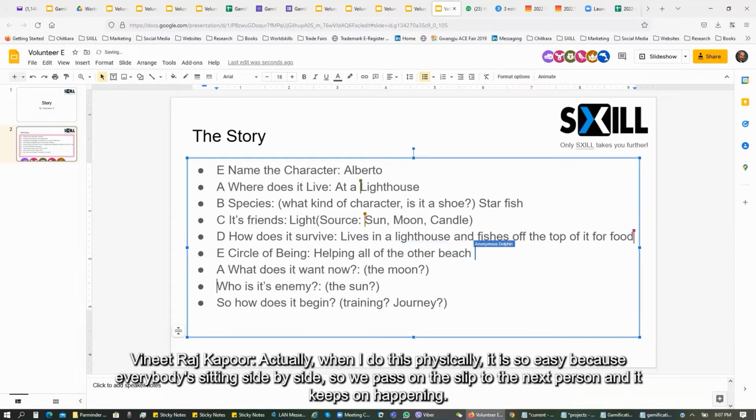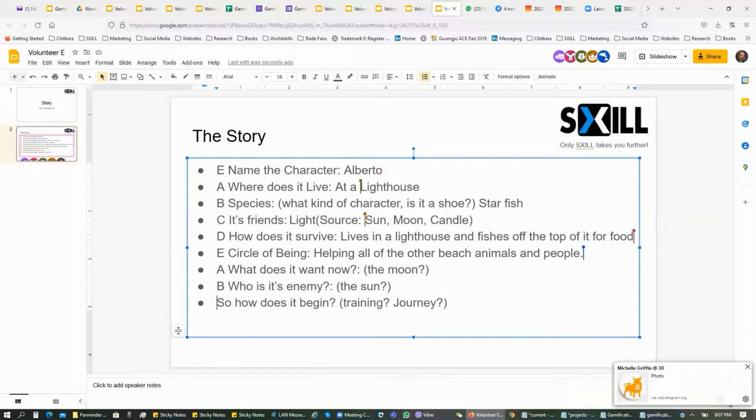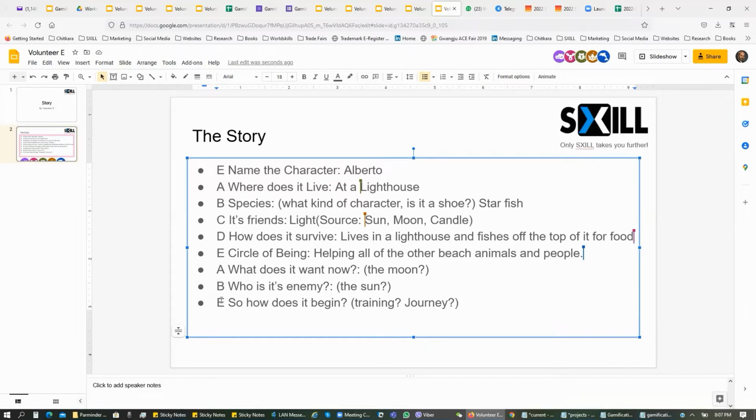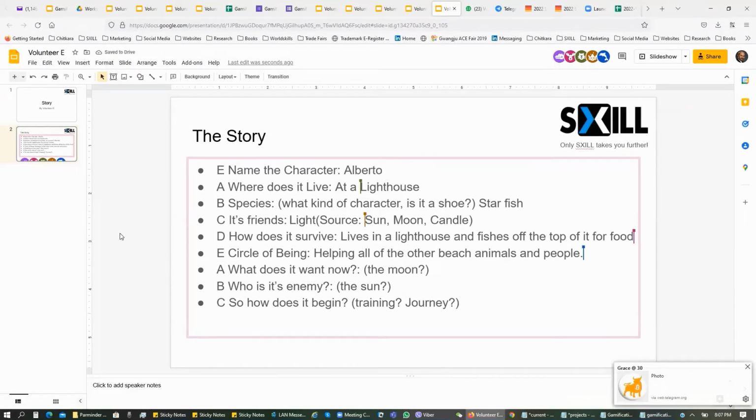Actually, when I do this physically, it is so easy because everybody is sitting side by side. So we pass on the slip to the next person and it keeps on happening. So I'm also telling you how to do it in an actual live class. For now, you fill it as per the first letter.